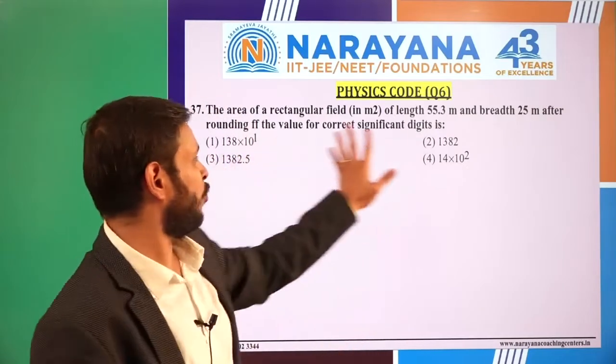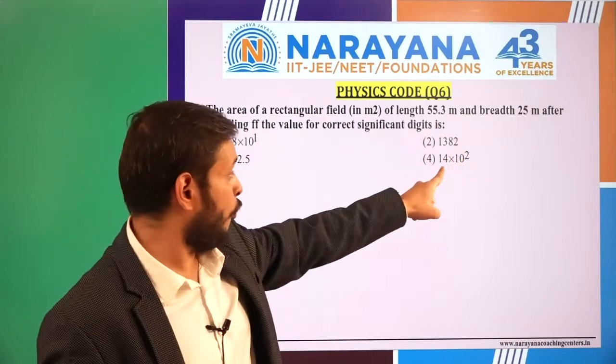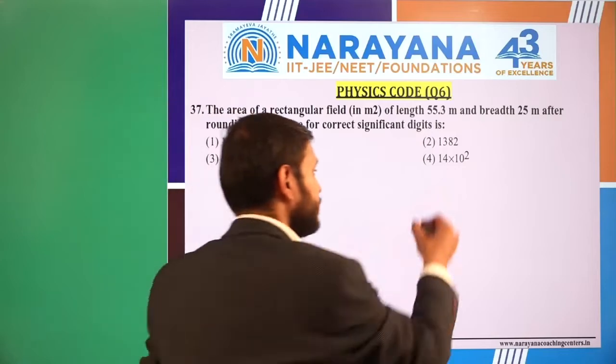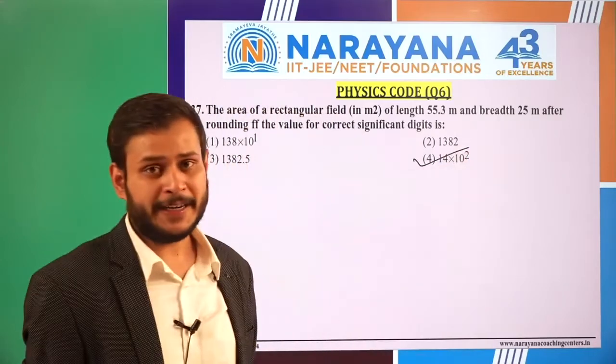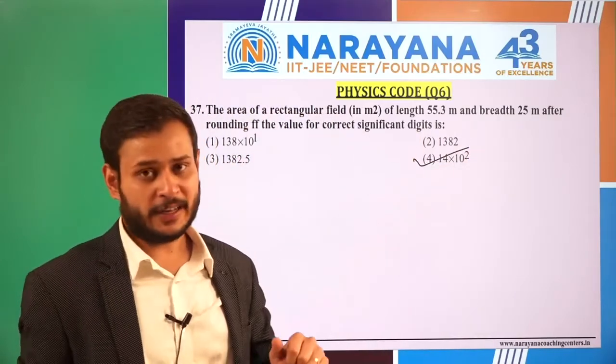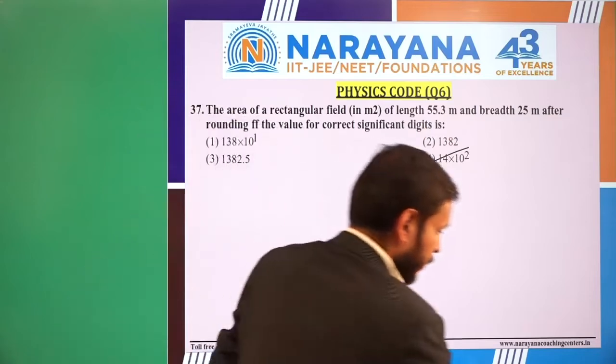So no need of calculating so much. You see, option number 4 has 2 significant figures. So we can just opt this and move forward, right? No need of just viewing other options.